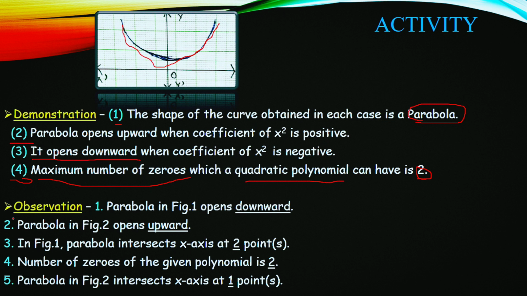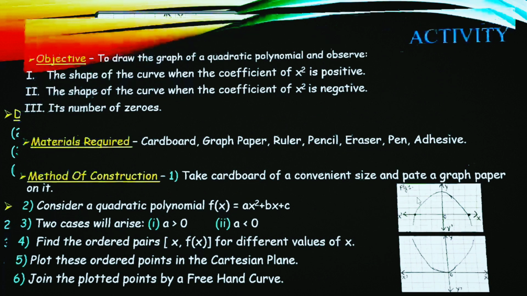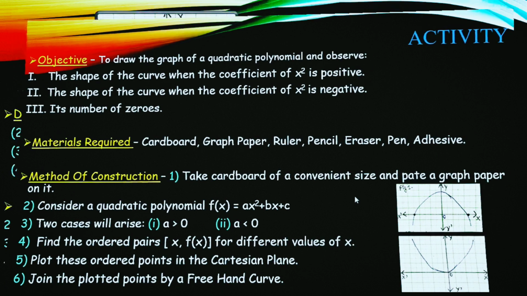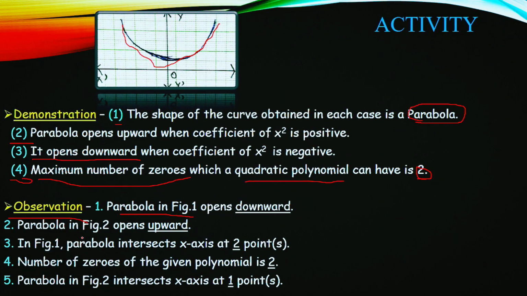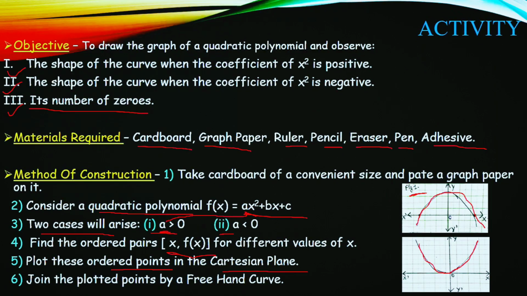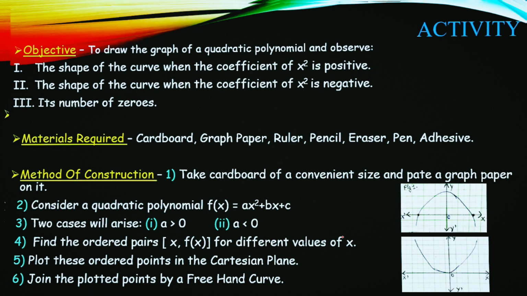Now we will see the observations, what we observe from this activity. After doing this activity, we observe various things. The first thing: the parabola in figure 1 opens downward. You can see this. And the second thing: the parabola in figure 2 opens upward. You can see that.